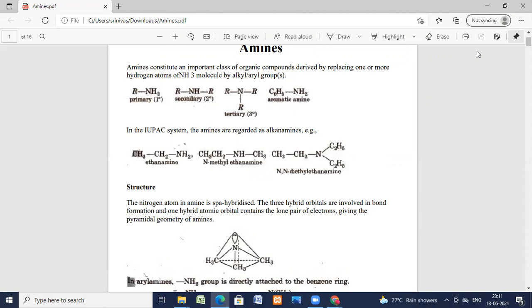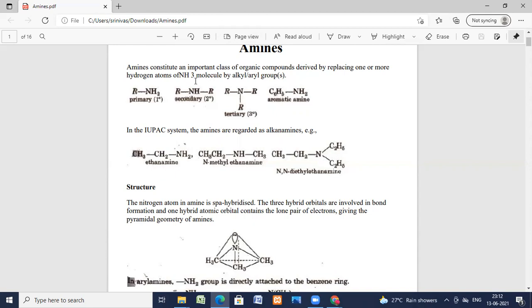The learning objective is about the amines. What are amines? There are different functional groups. In those functional groups, you have hydroxy compounds, we have carbonyl compounds, we have acids, we have esters, we have ethers. All these are different functional groups. So today's chapter which we are going to study is about the amines.